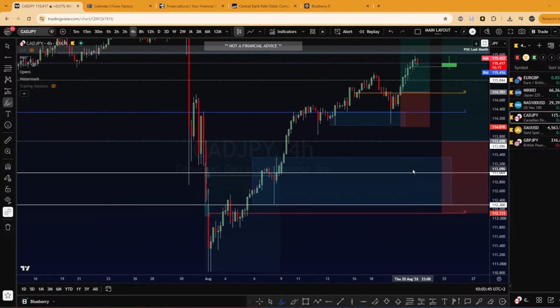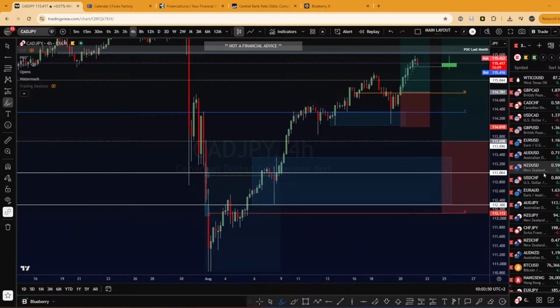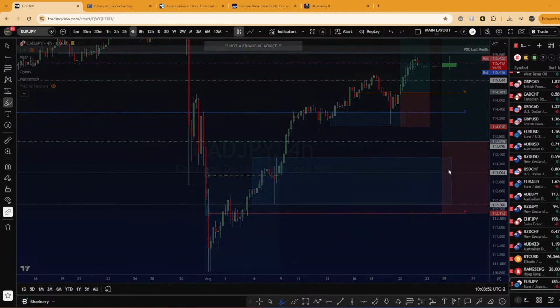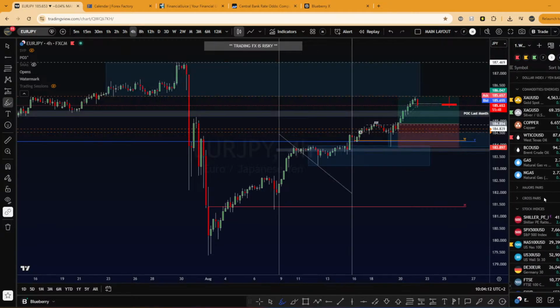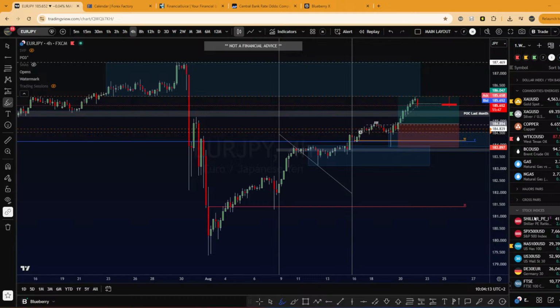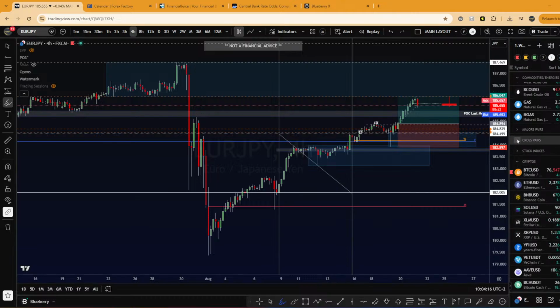Why? Because it was the same as the euro yen, simply as that. Euro yen just the same. Because I was already exposed on euro yen, I don't want to enter again on something like CAD yen or pound yen. I think pound yen was the same. So yen pairs really moved this week. Very interesting. So let me show you.